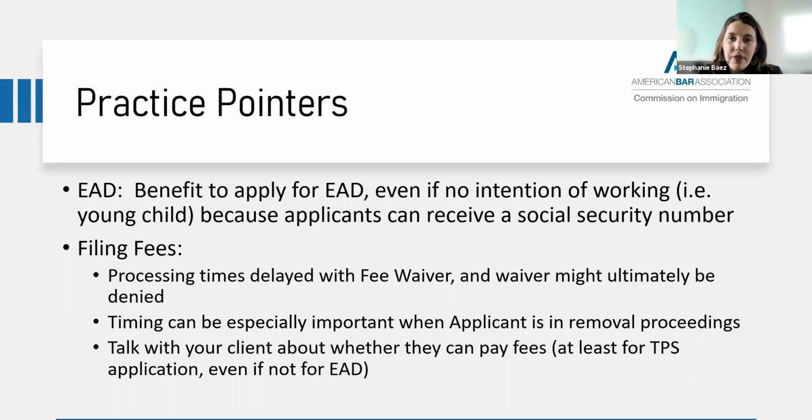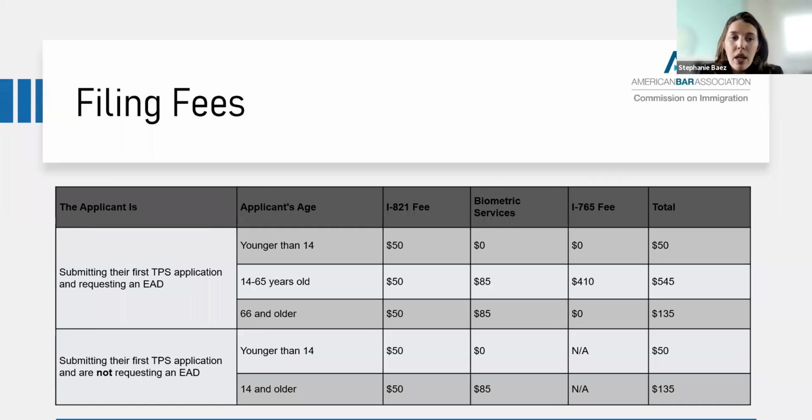I know the fees can be very difficult for a lot of people, but if it's possible for them to pay, there could be some advantages to them so that they can move forward more quickly. Now onto the fees themselves. This slide just has a chart of what the fees are. You can see here that the filing fee for TPS is $50. And then there's a biometric services fee that is $85. It's not applicable to children younger than 14, but for everyone else, it's $85.